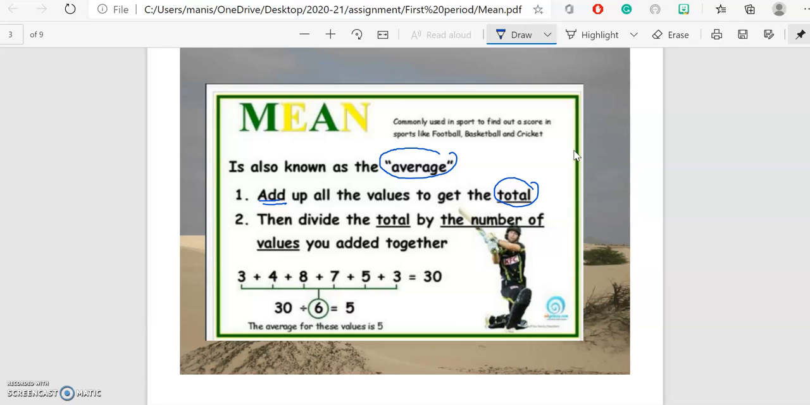For example, we have been given 6 numbers over here: 3, 4, 8, 7, 5, 3. Step number 1 says add up all the values to get the total. So 3 plus 4 is 7, plus 7, 7 plus 8 is 15, 15 plus 7 is 22, 22 plus 5 is 27, plus 3 is 30. Number 2, divide the total by the number of values you added. How many values are these? 1, 2, 3, 4, 5, 6. So I will divide my 30 by 6. And my answer is 5. So the average for these values is 5.